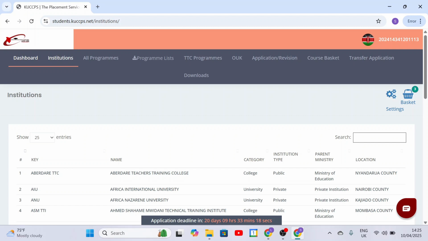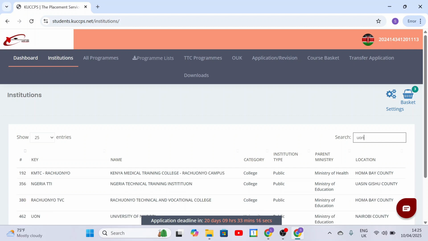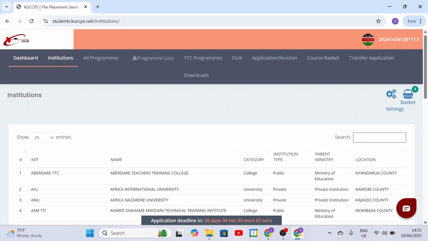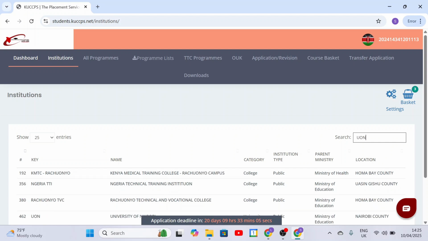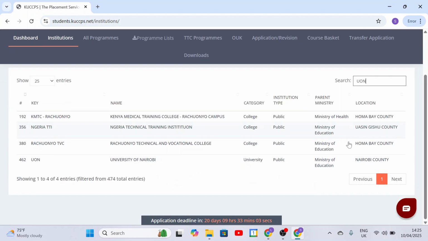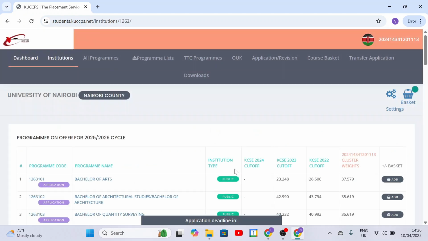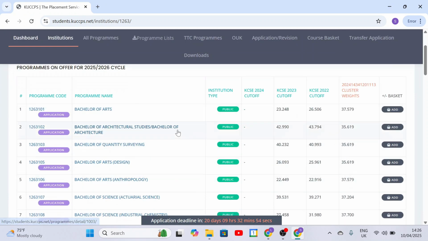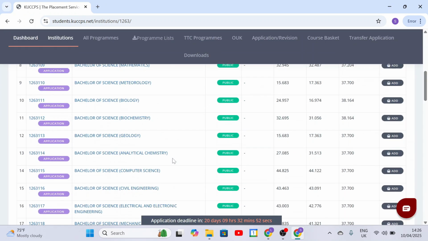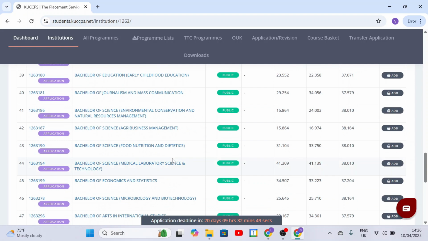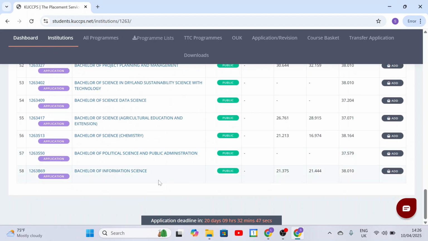So if I want to maybe search for UON, I will just write UON and then search for it. I will just go in and okay, I don't know what is happening to it. Maybe I can try that. Okay, yeah, it's already here. I don't know why I was not checking. So the University of Nairobi. And then once I do that, it will show me all the courses that the University of Nairobi is offering for this particular intake. All of them will be here.